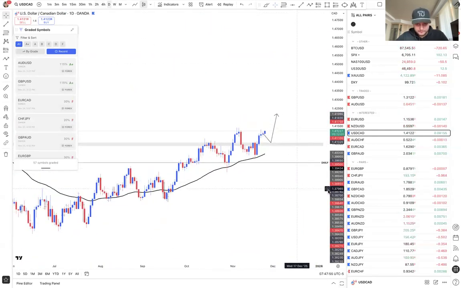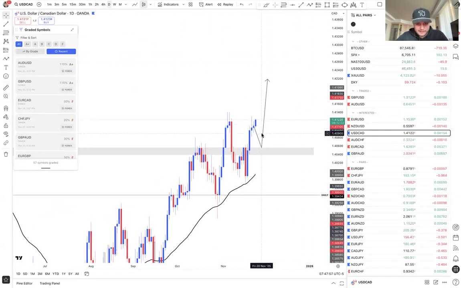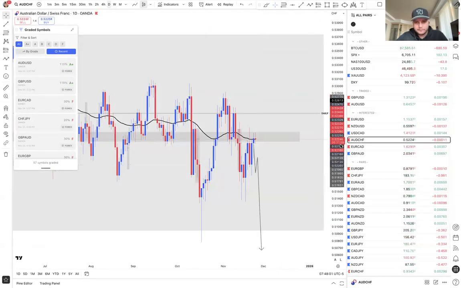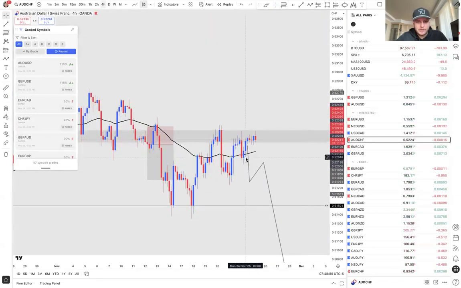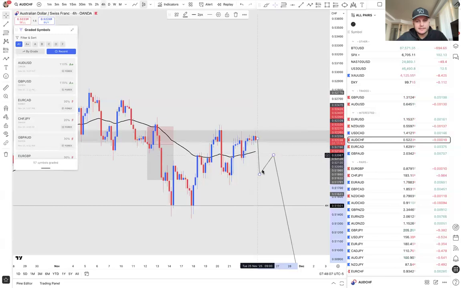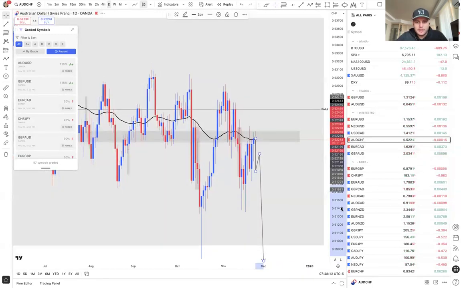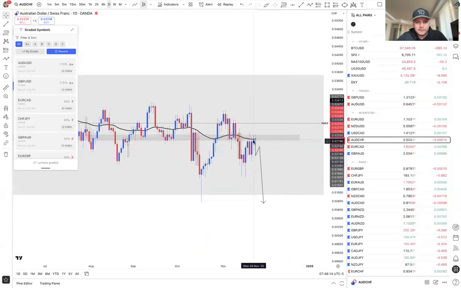USD CAD, still waiting on a daily pullback, nothing to trade here. AUD CHF, we were supposed to break and retest underneath the EMA. That hasn't happened. Still waiting on that to happen. So that one is still valid as well. In fact, we have a daily rejection candle. So I think tomorrow we might be able to take entries on this.